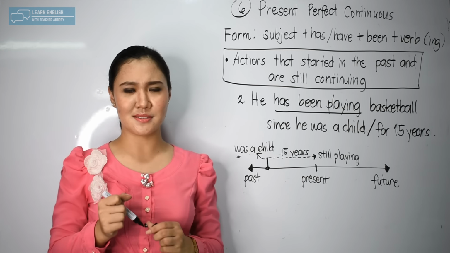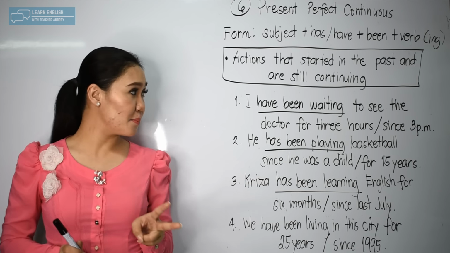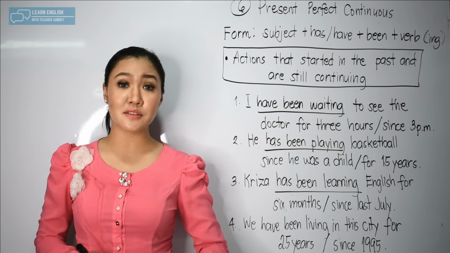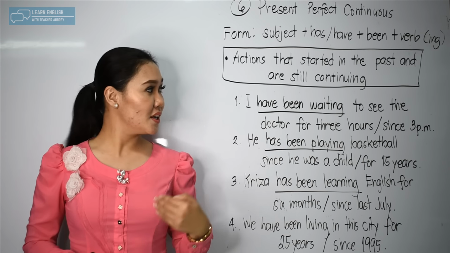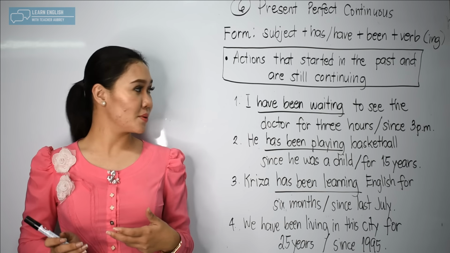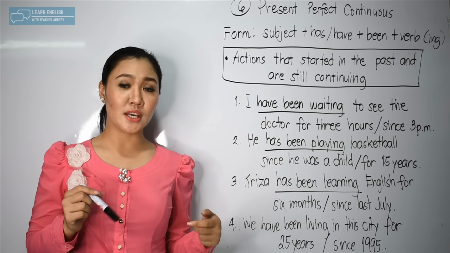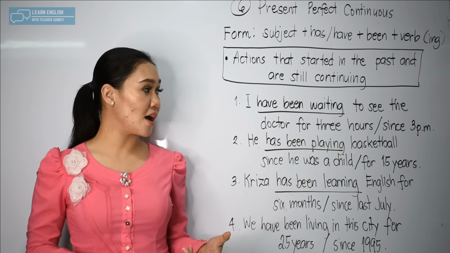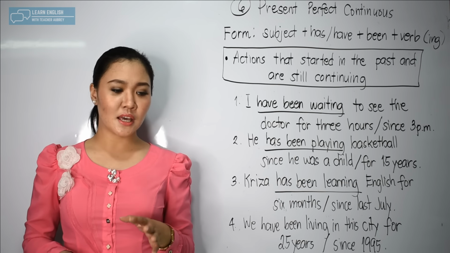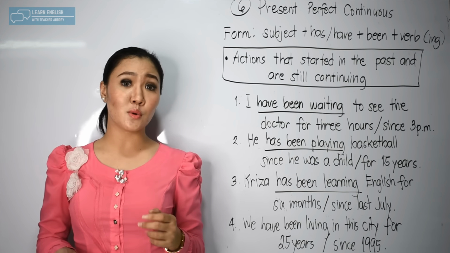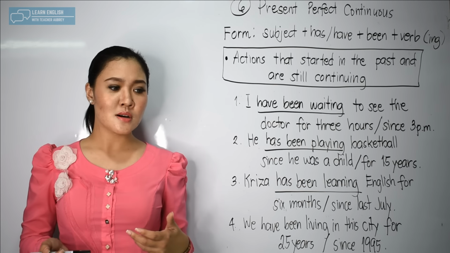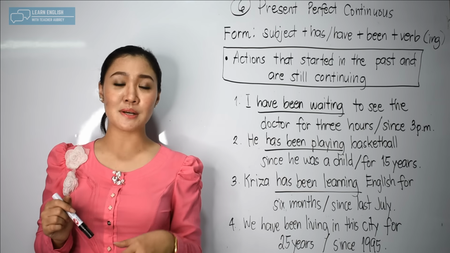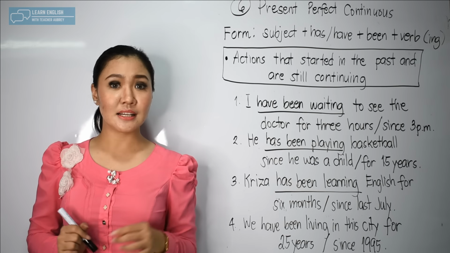Let's have more examples. We already have 2 examples. Balikan lang natin saglit. I have been waiting to see the doctor for 3 hours or since 3 p.m. Nagsimula yung kilos nung 3 p.m. Okay? At nagpapatuloy hanggang ngayon. Ikalawang sentence natin is, he has been playing basketball since he was a child or for 15 years. Ibig sabihin, noong bata siya or sabihin natin 5 years old siya, that was 15 years ago, ay nagsimula na siyang maglaro ng basketball at hanggang ngayon, 15 taon na nakalilipas, sabihin natin 20 years old na siya, ay naglalaro pa rin siya ng basketball.